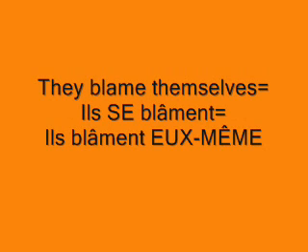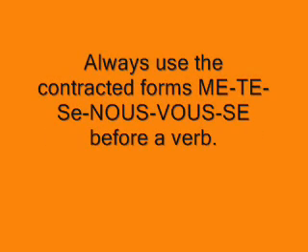So they blame themselves, ils se blâment. They blame themselves, ils se blâment. Or ils blâment eux-mêmes. But ils blâment eux-mêmes is almost never used, right? Eux-mêmes will be contracted into se, so it will be ils se blâment. But you need to know what themselves actually means, and themselves is eux-mêmes or elles-mêmes. I won't make things too complicated for you, so now you know.